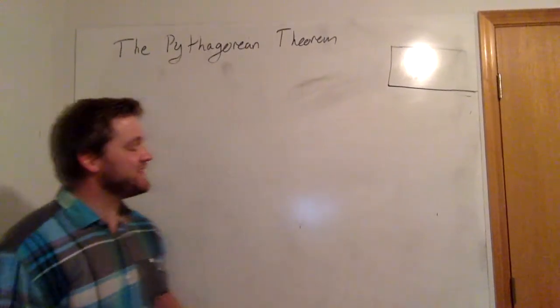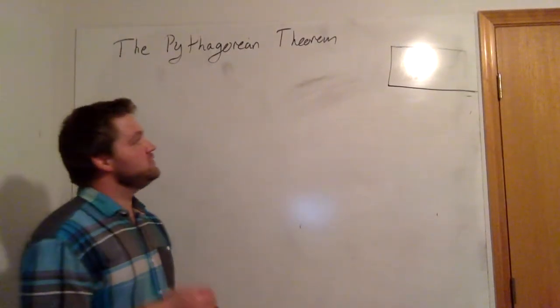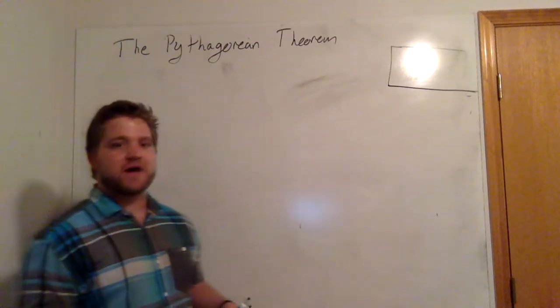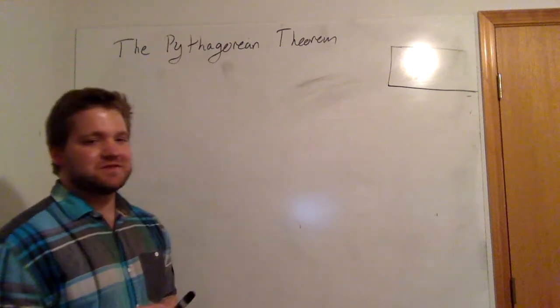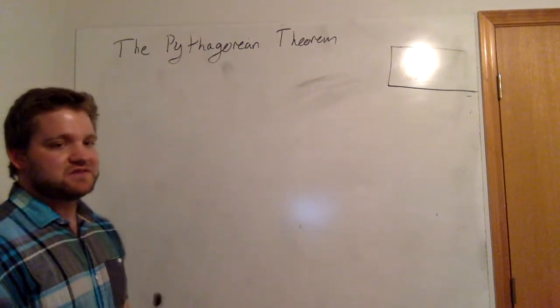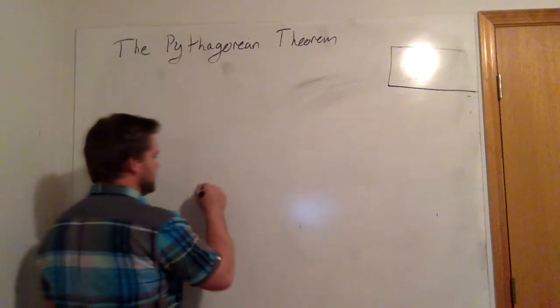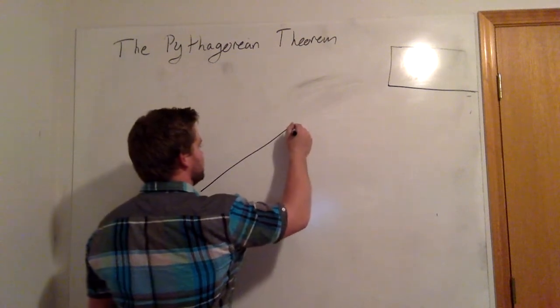Hello everyone, what I'd like to do in this video is prove to you one of the most famous theorems in mathematics, the Pythagorean theorem. What the Pythagorean theorem does is it relates the three sides of a right triangle. So let's recall what it says. And let's think geometrically also what it says.